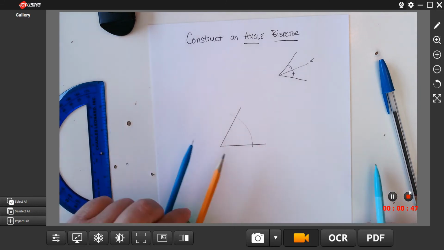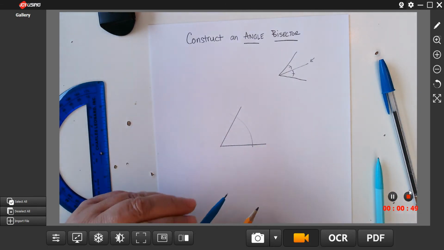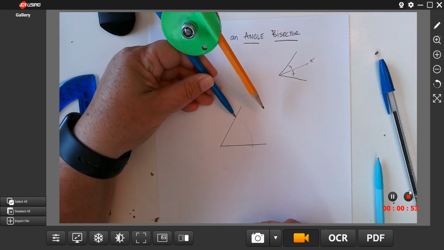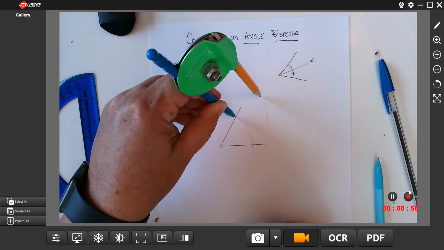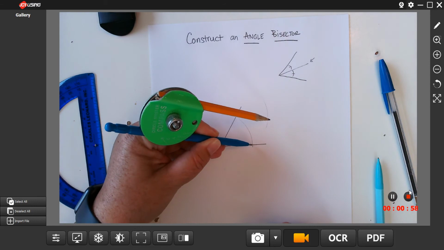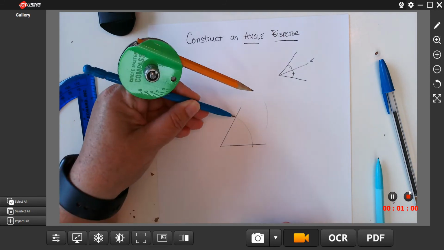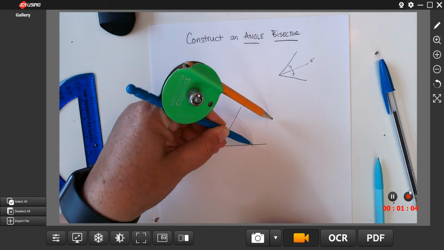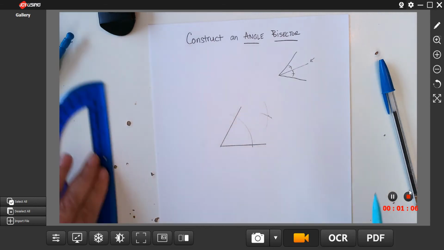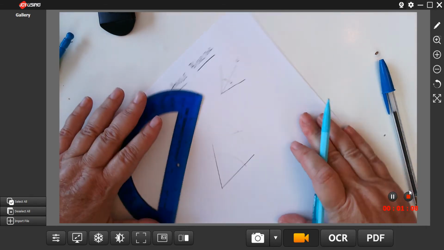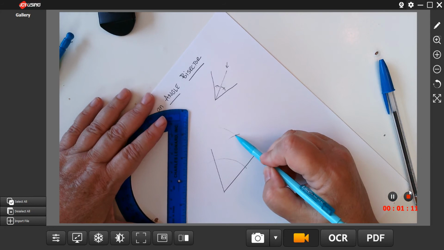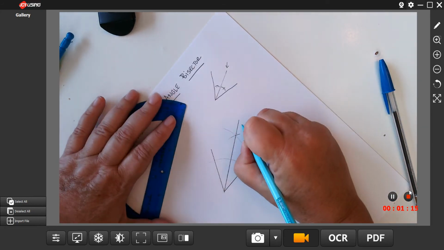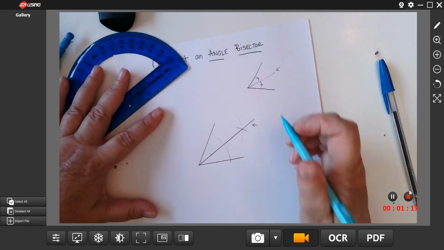So now I can keep my same compass setting, or I can open it further, but what I'm going to do is use those 2 points of intersection to draw arcs that would be equidistant from those points of intersection. So put my point on one point of intersection, swing an arc, put my point on the other point of intersection, and swing an arc. X marks the spot here. I need to connect from there to my vertex, and now we have constructed our angle bisector.